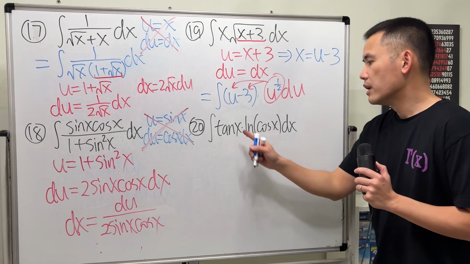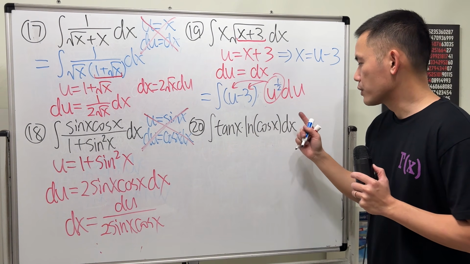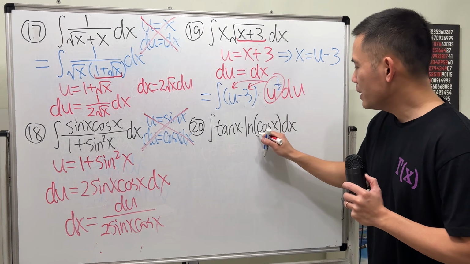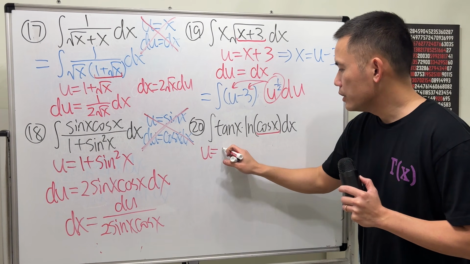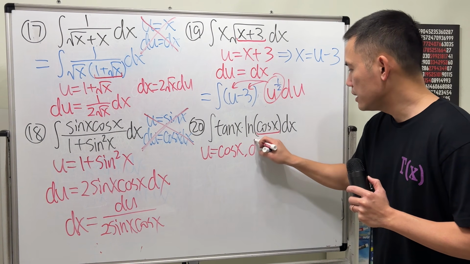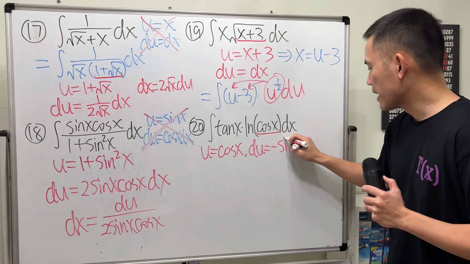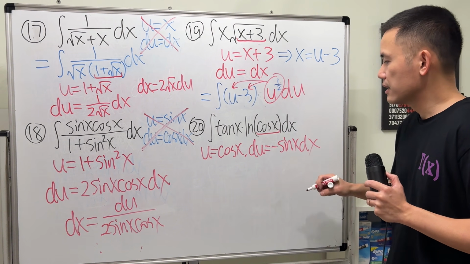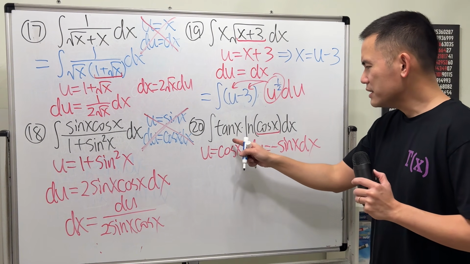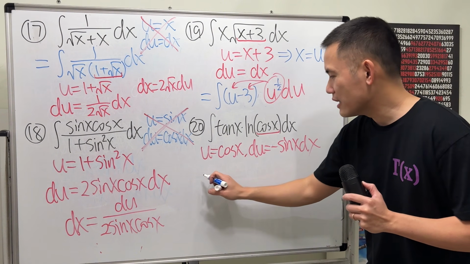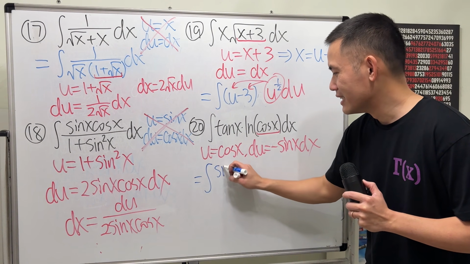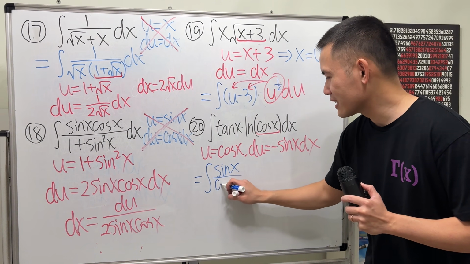Now for number 20, tangent x times ln of cosine x. Here we have cosine x inside. Let's just go ahead and try that. Let u equal cosine x. du is negative sine x dx. Okay, but I don't really see the sine x from here. Well, not yet, because tangent x is the same as what? Sine x over cosine x.